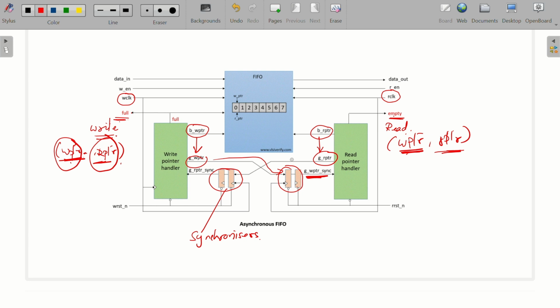Next, we'll discuss why we need gray coding instead of binary coding, and then we'll move on to the pseudocode and understand how these empty and full conditions are determined and why we need both the pointers in order to determine full and empty.